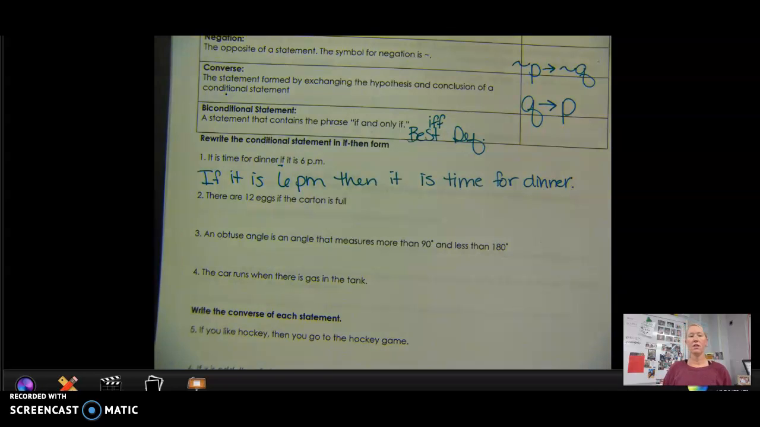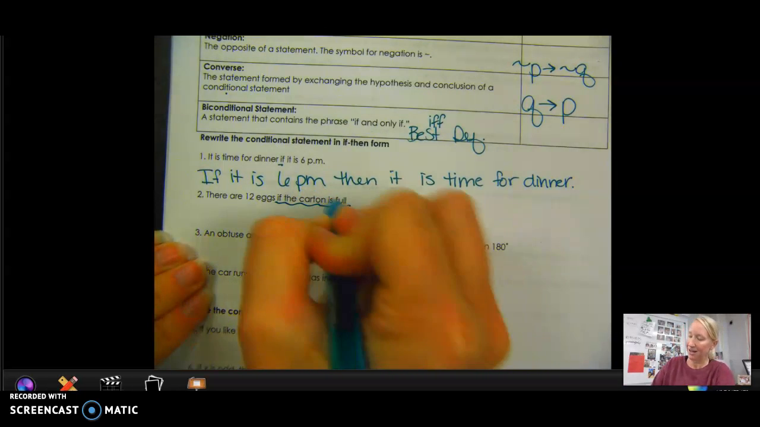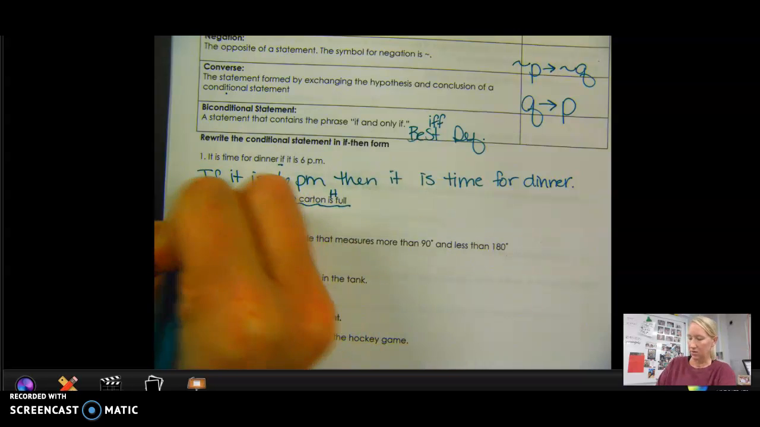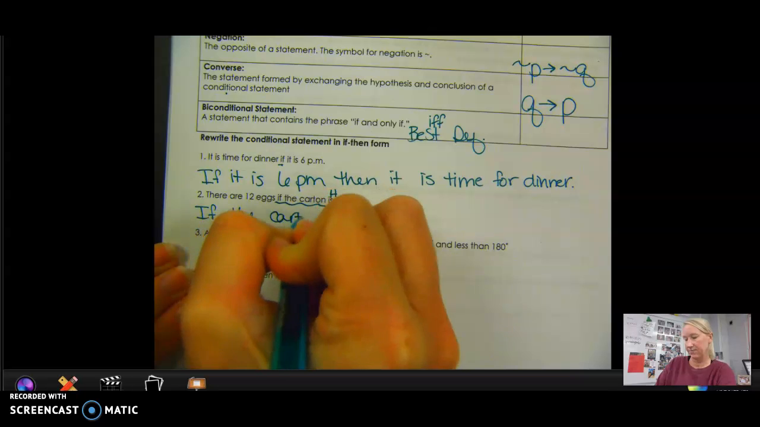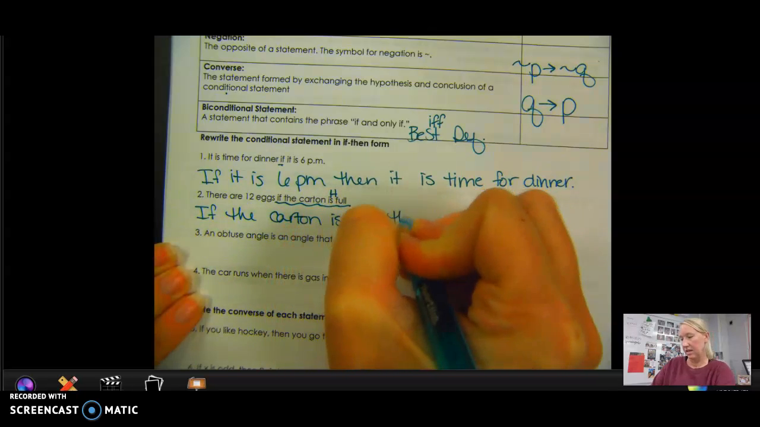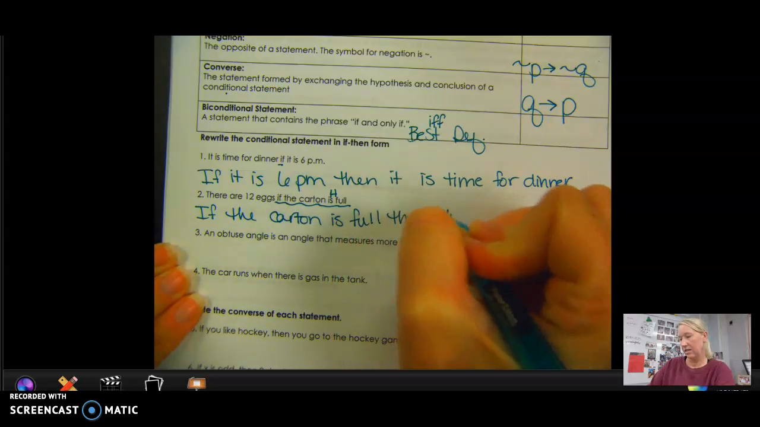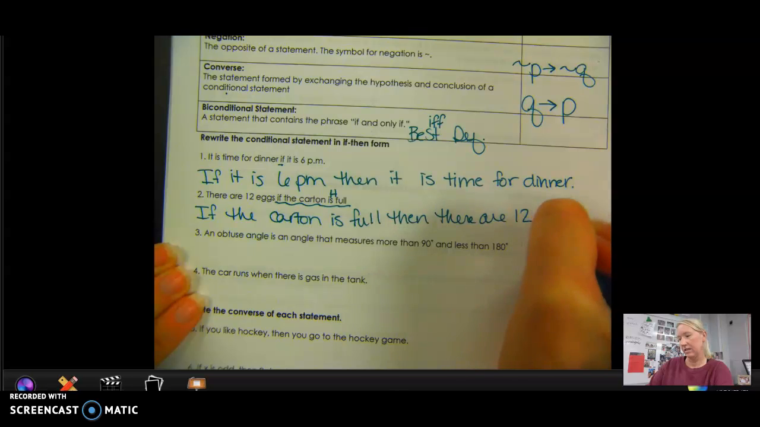Okay? There are 12 eggs if the carton is full. So I see an if there, so that's going to be my first part. That's my hypothesis reminder. So if the carton is full, then there are 12 eggs.